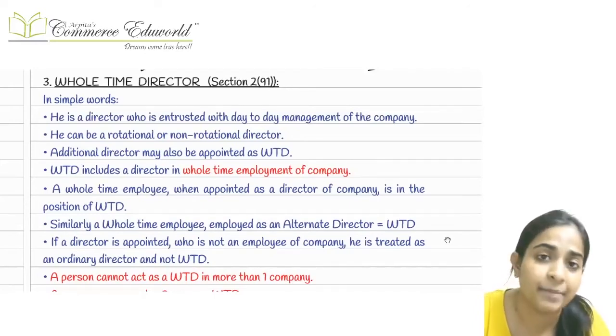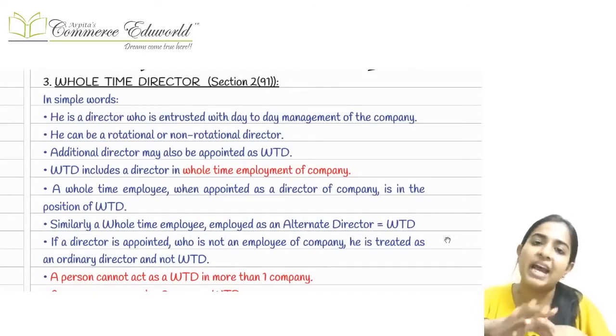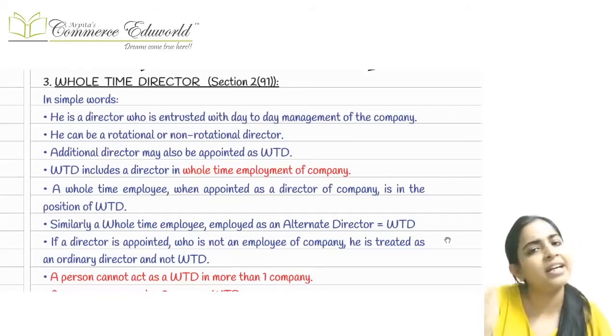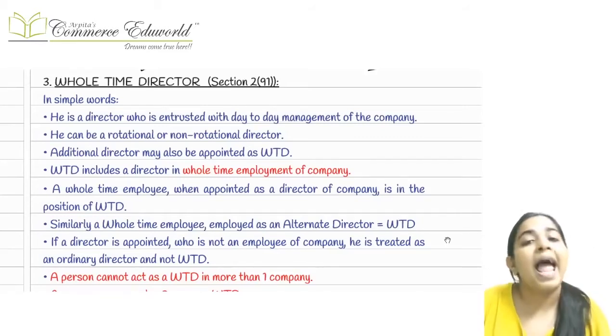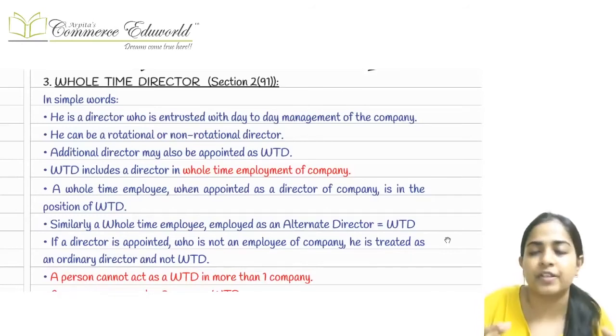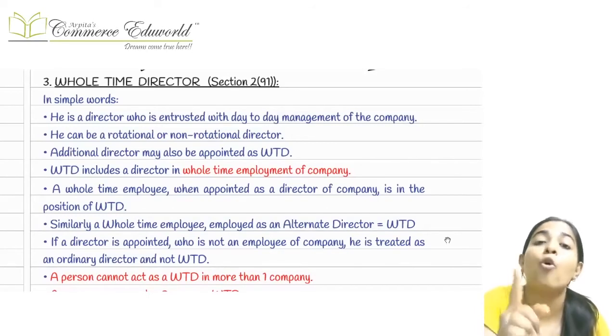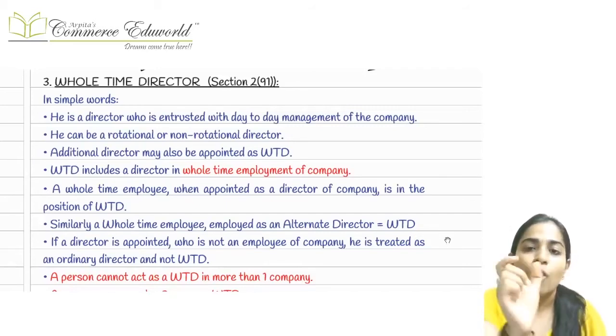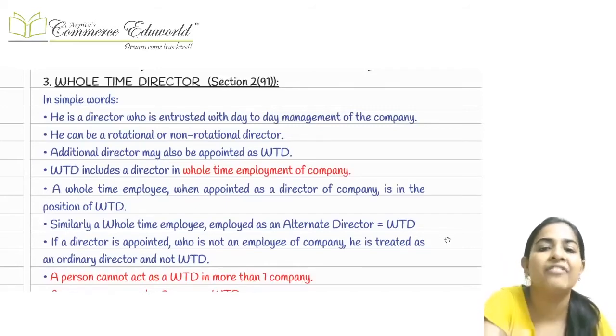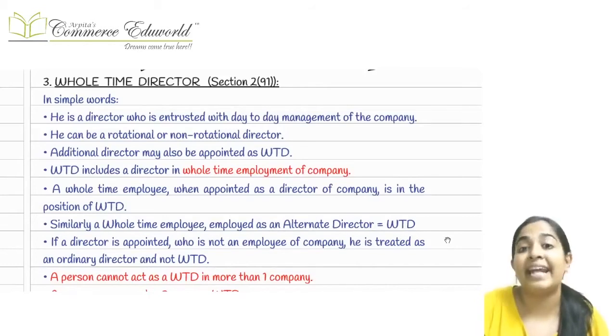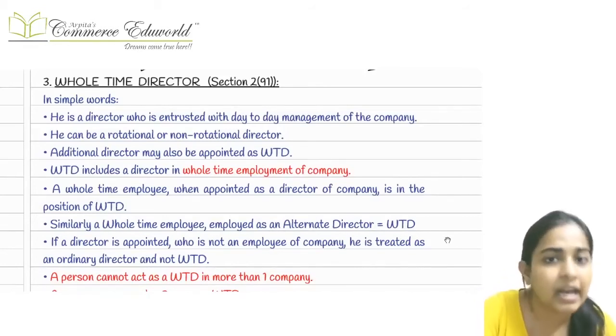Okay, first of all, in a particular company, we can have any number of whole-time directors. It can be 1, it can be 2, or it can be any number. And then a particular person can be a whole-time director, he can be whole-time in one company. However, he can be an ordinary director in another company.